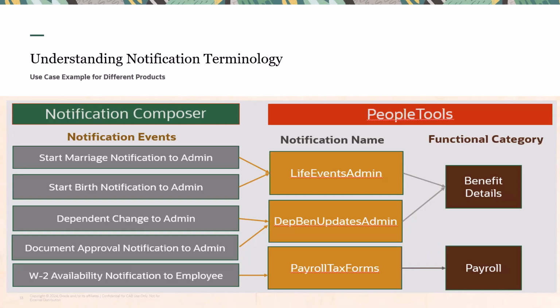Life events admin is the name of one of our notification names in HCM, and it has two notification events going to it. W-2 availability only has one going to payroll tax forms, right? And then two notification names are grouped together in a functional category because they relate to benefit details. So that should show you, hopefully, the relationship and what these terms mean and examples of how they can be classified, organized, categorized, etc.